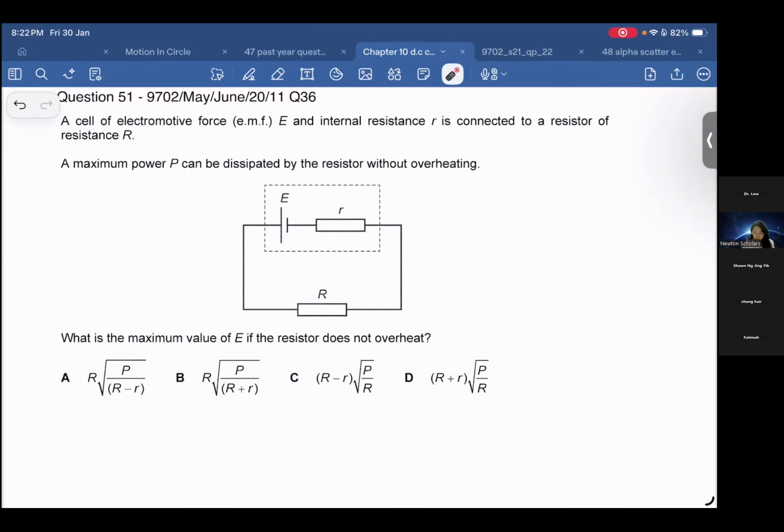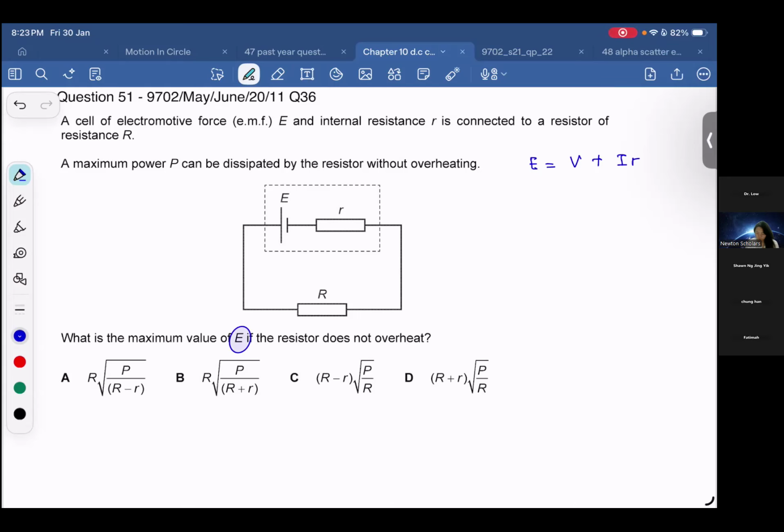A cell of electromotive force E and internal resistance r. So we always use the formula E equals V plus Ir. A maximum power can be dissipated by the resistor without heating. So there is a maximum P. So what is the maximum E? You have to relate P and E together. You see your answer in terms of E.